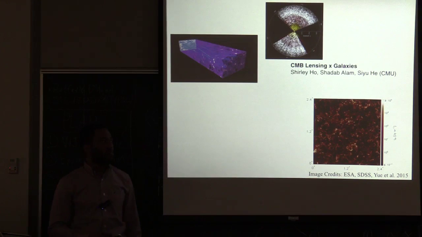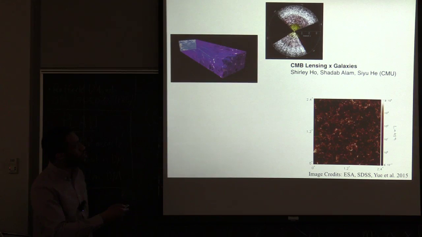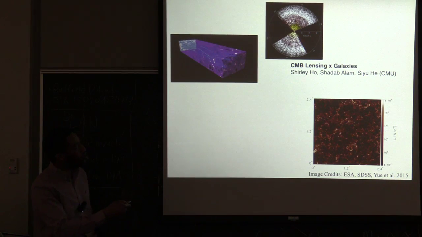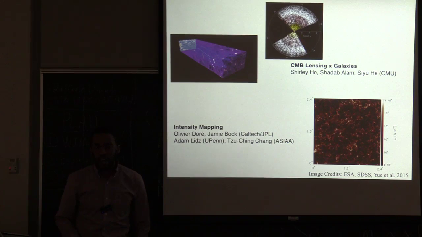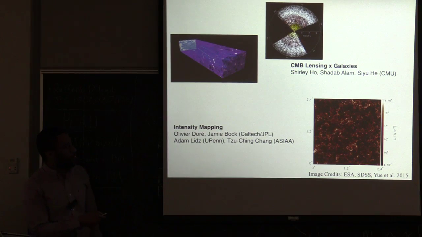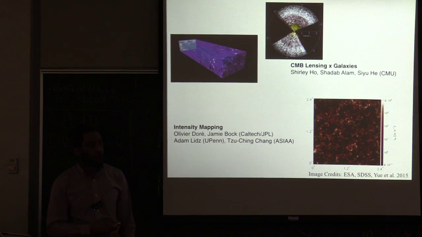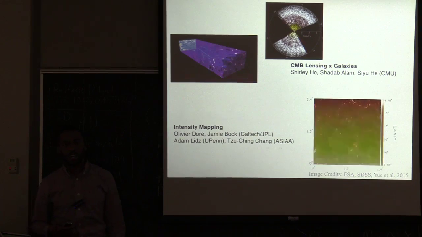constraints on modified gravity. So the work involving CMB lensing and galaxies was done with Shirley Ho, professor at Carnegie Mellon, as well as two graduate students, Shadab Alam and Siyu He. And the work that involves intensity mapping is work that I completed at JPL with Olivier Doré and Jamie Bach, as well as Adrian Liu at UPenn and Tzu-Ching Chang at ASIAA.